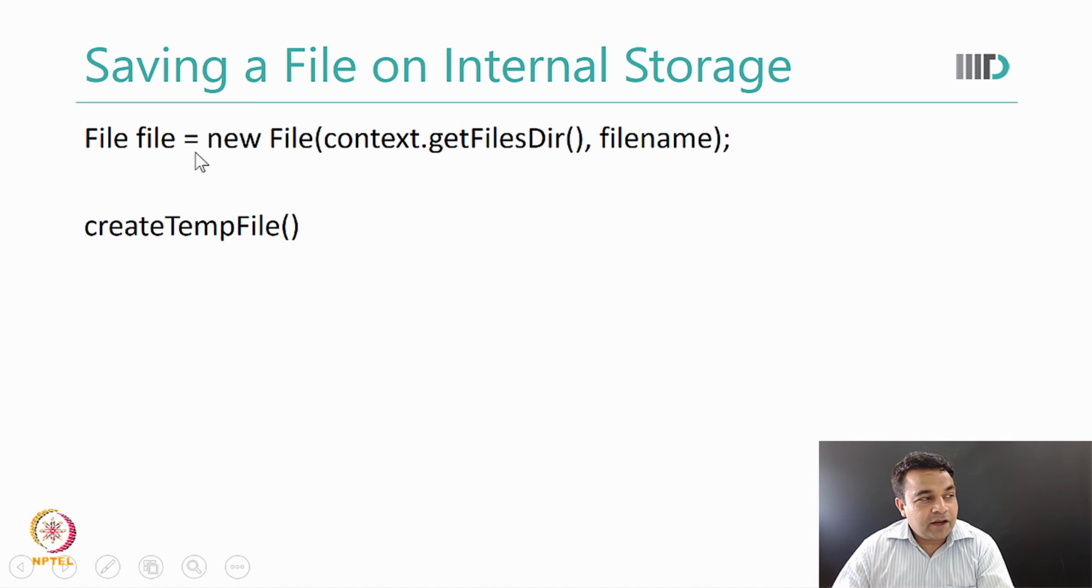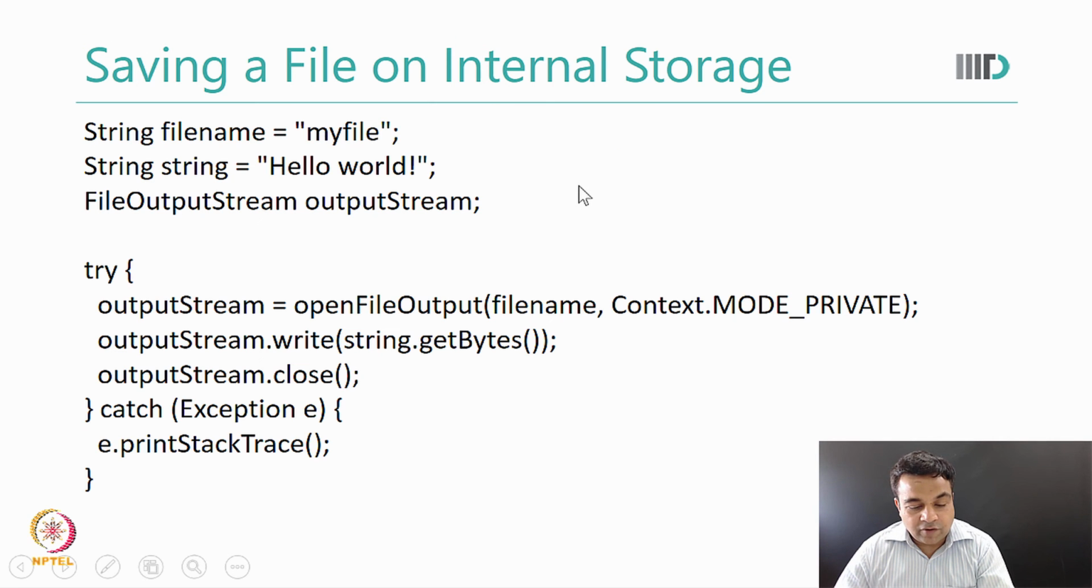For example, here I am getting a file object. Once I get the file object from the required directory and by giving the file name, I can write to the file in multiple ways. So here is a very simple example where I am using an output stream to write to my file.